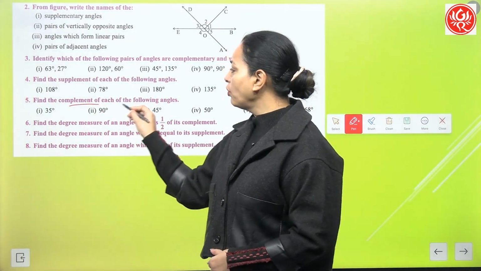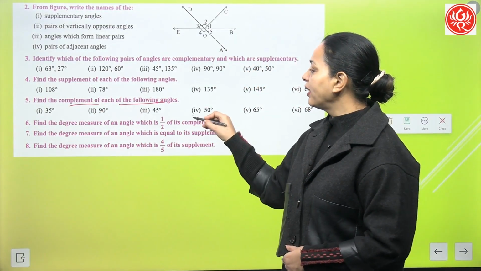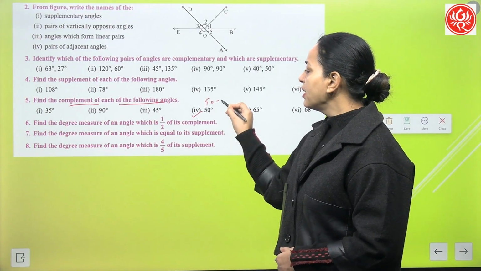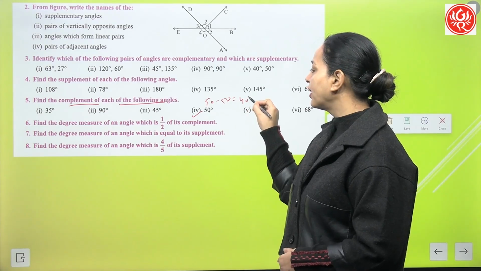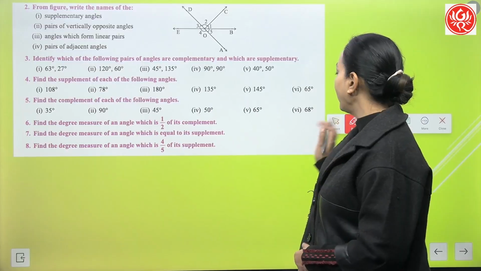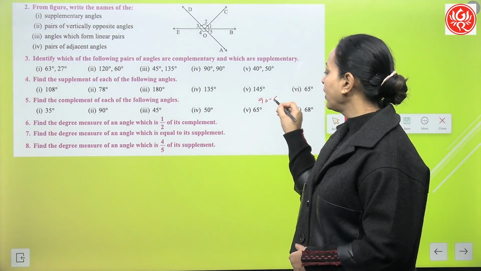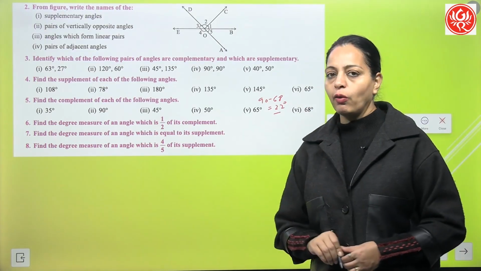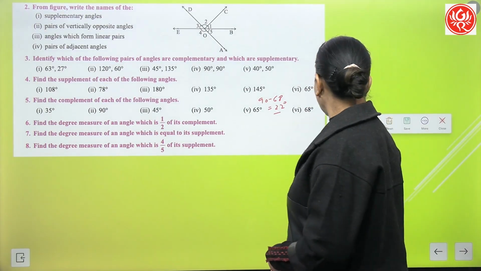Okay. Now come to fifth question. Find the complement of each of the following angles. Like the fourth part, 50 degree. How we can find its complement? 90 minus 50, that is 40 degree. Okay. Now the sixth part, 68 degree. So this is 90 minus 68. So that is 22 degree. Okay. Now I hope these are clear to you.